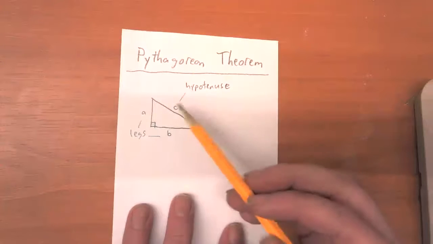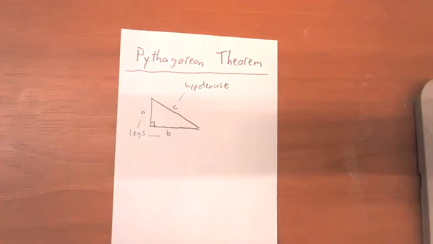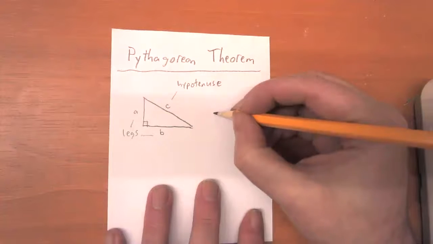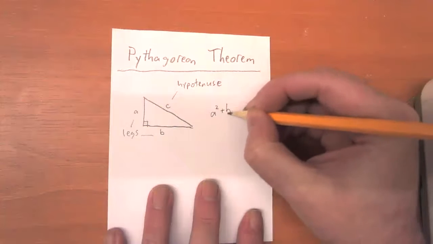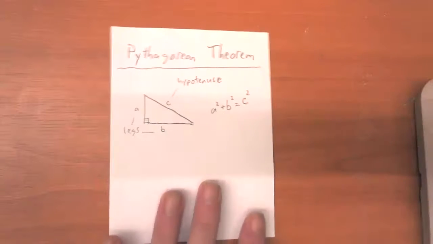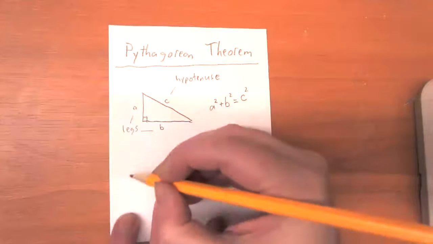And so if we've got a right triangle with these two legs and this hypotenuse, there is a really amazing relationship between the lengths of those three sides. And that relationship is that a squared plus b squared is equal to c squared. Okay, so let's take a quick look at how you might solve a problem or two like this.